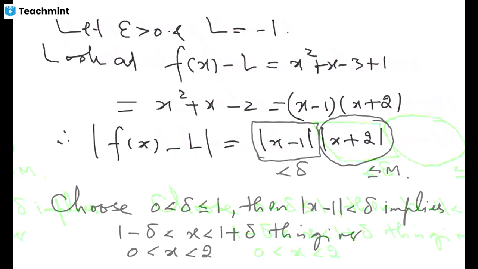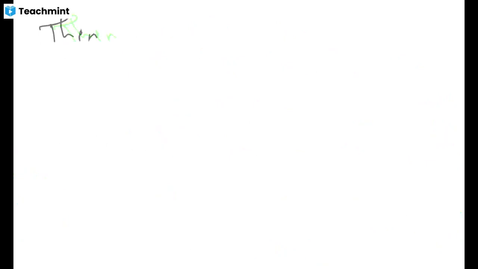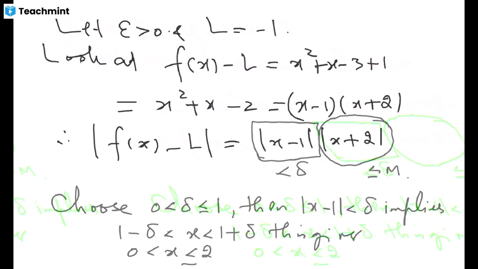So if you have a choice of delta lying between 0 and 1, which can at most go up to 1, in that case the x will be a point which will lie between 0 and 2. And if it lies between 0 and 2, then we can have more absolute value of x plus 2, because we want it to be bounded by some quantity. It will be less than or equal to mod of x plus 2, using the triangle inequality, and this is less than or equal to 4, because mod of x is less than 2.